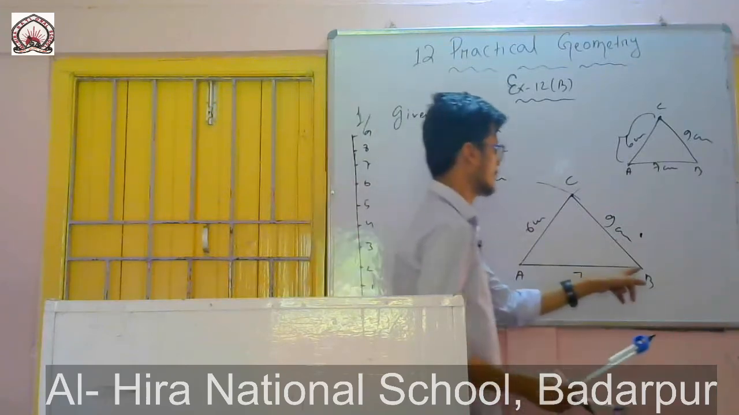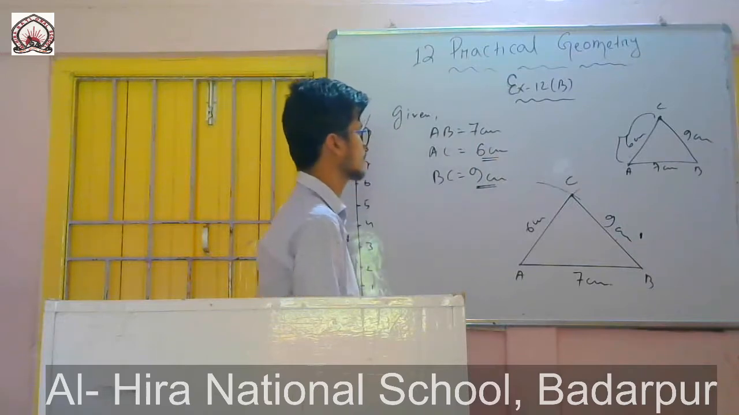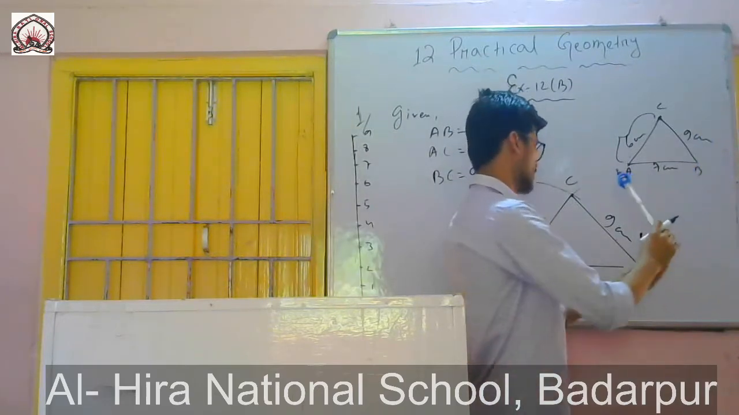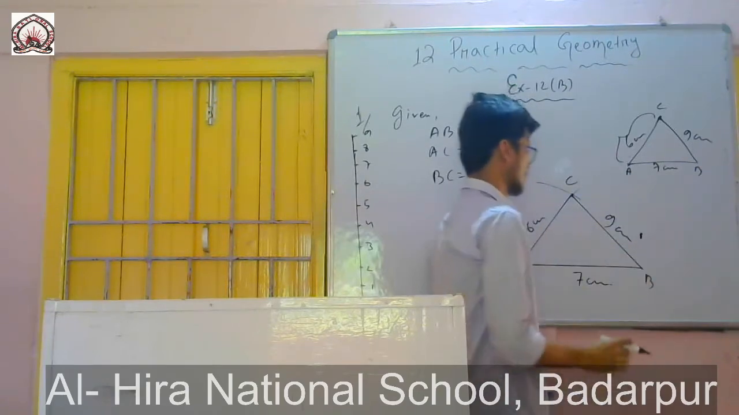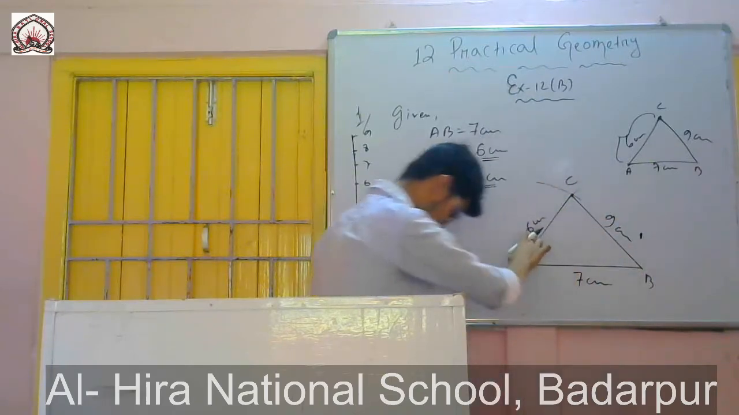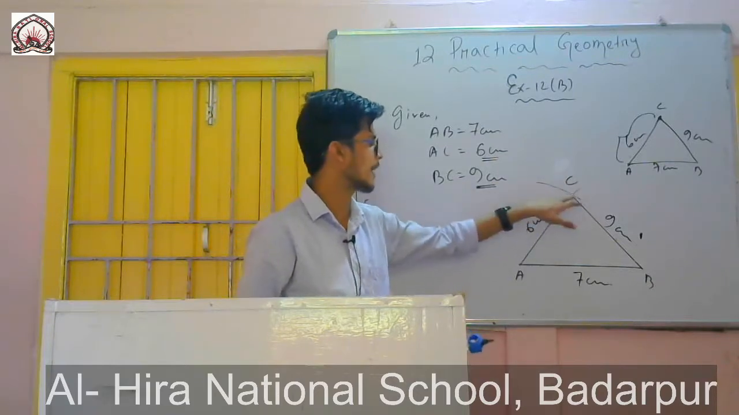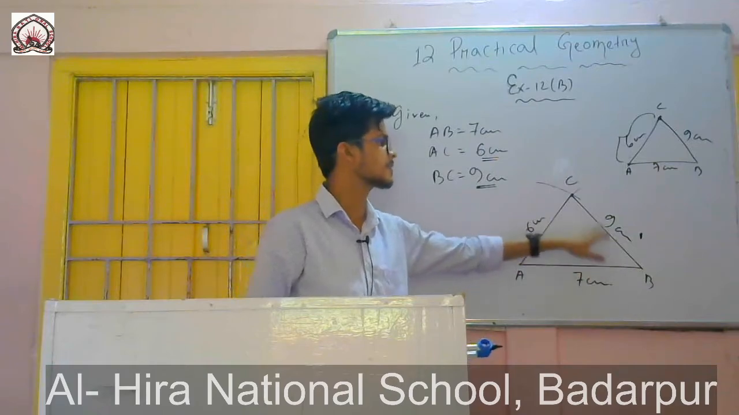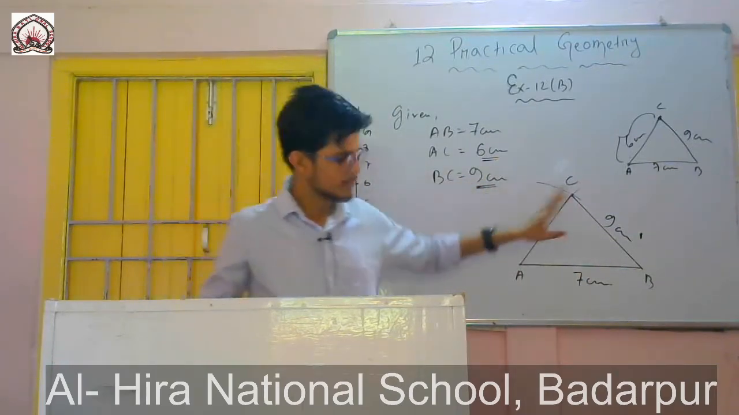Then again, by putting the compass at point B, I have to draw an arc of 9 centimeter. So I will simply measure 9 centimeter with this compass, and I will just put it at this point, and I just draw an arc. So this arc measure will be 9 centimeter, this one will be 6 centimeter. So after joining from this point, you will find that the length of AC will be 6 centimeter, and this one will be equal to 9 centimeter.